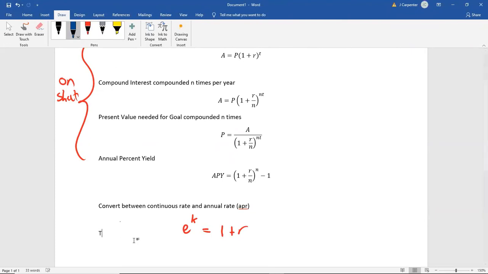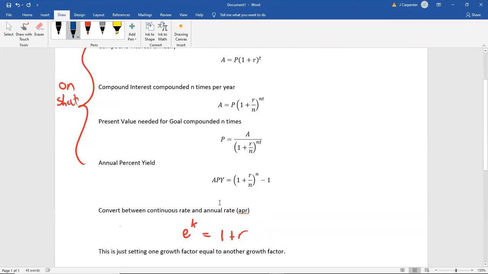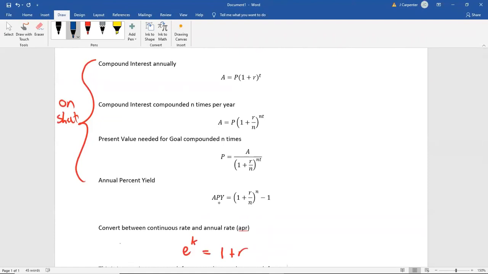That's all this is. This is just setting one growth factor equal to another factor. That's all it is. E to the k is the growth factor in that continuous model that Excel uses, that I said to my students that if we didn't use Excel, you wouldn't even be doing this at all, because there is no reason for us to use a continuous model as a QR student. We prefer much more standard models, which are these 4 things up here.